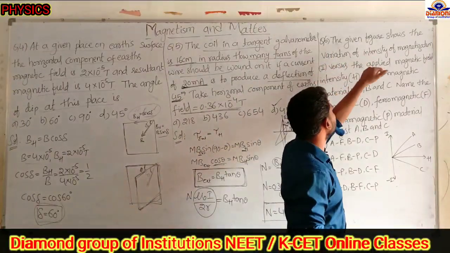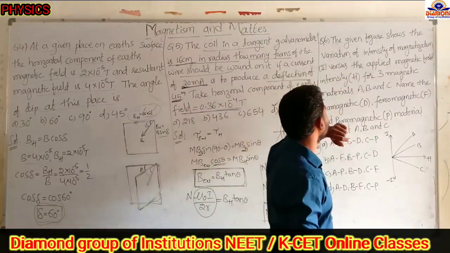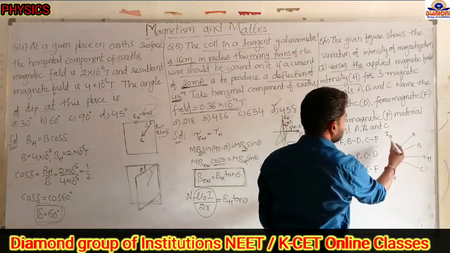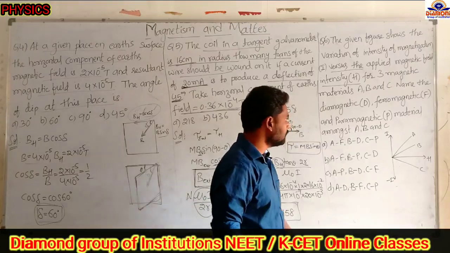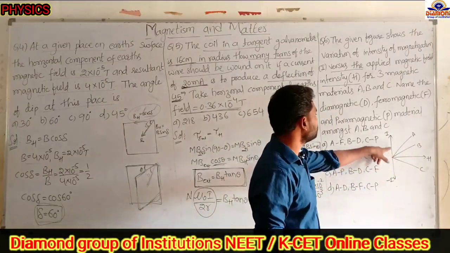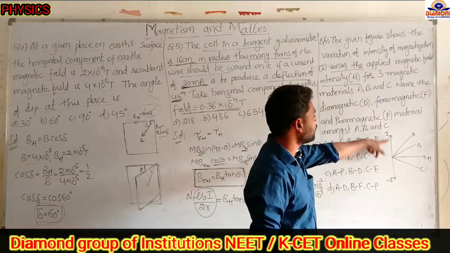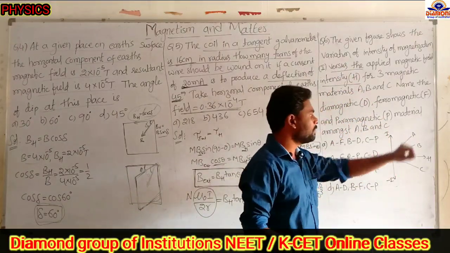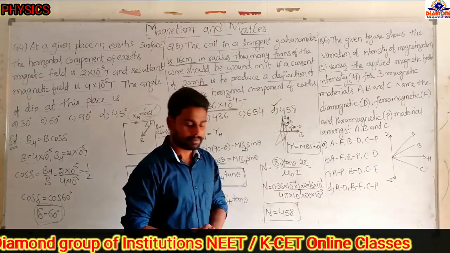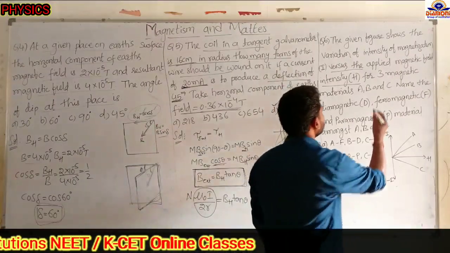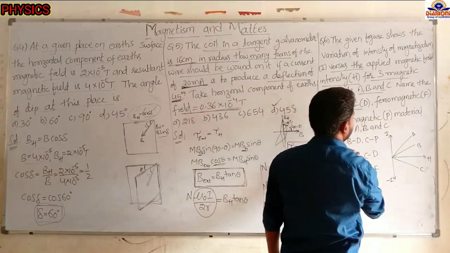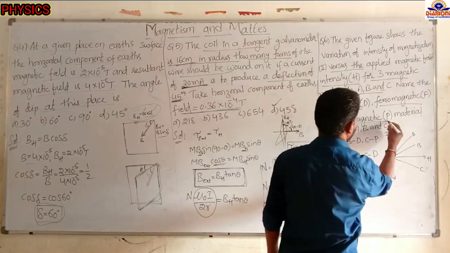The given figure shows the variation of intensity of magnetization versus the applied magnetic field intensity. That means here they have given the figure. On the figure they are taking the intensity of the external magnetic field and the intensity of the magnetization. Due to this external magnetic field, how much magnetic field is developing in the materials. We have three types of materials. They have given three magnetic materials A, B, C. Name the diamagnetic, ferromagnetic and paramagnetic materials.